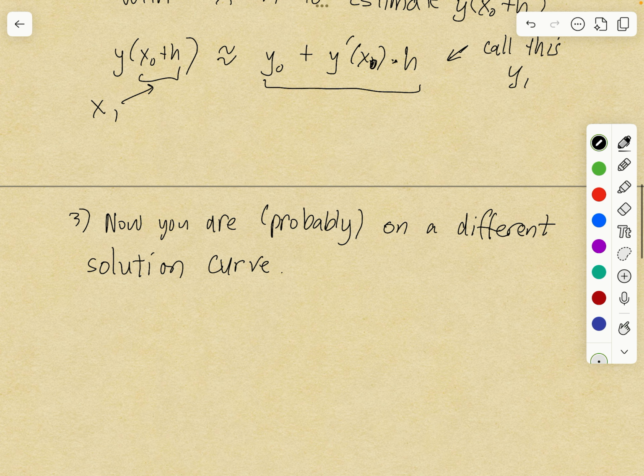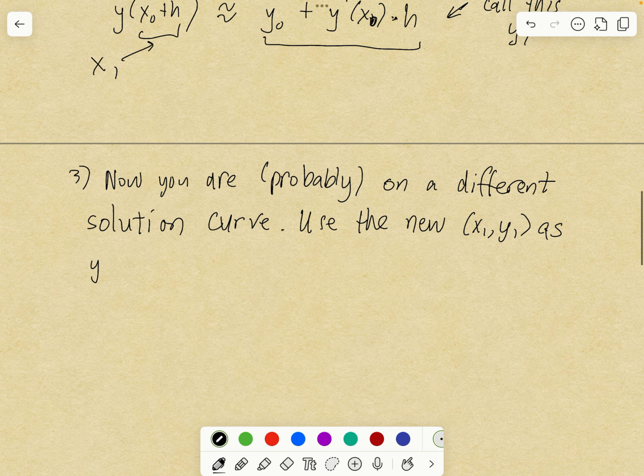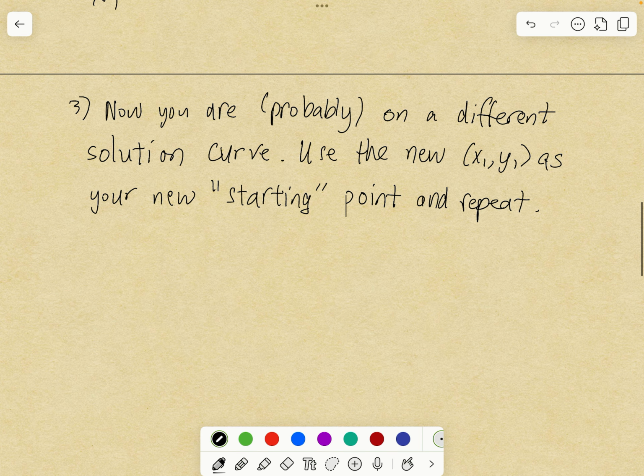But you still use the same approach. So now you use the new x1, y1 as your new quote-unquote starting point. Because you started at x0, y0, now you're at x1, y1, but you can do the same thing as you did before. So now we're at x1, y1, we're going to get x2, y2. So you take x1, you add h, that's going to be your new x2.